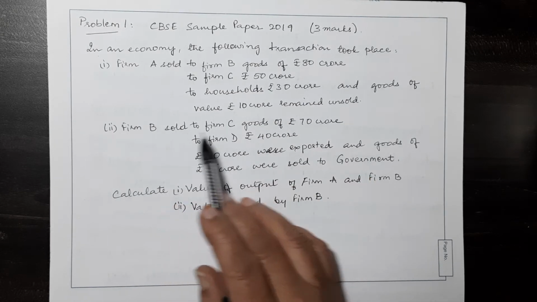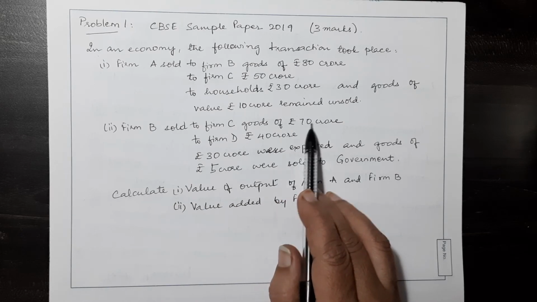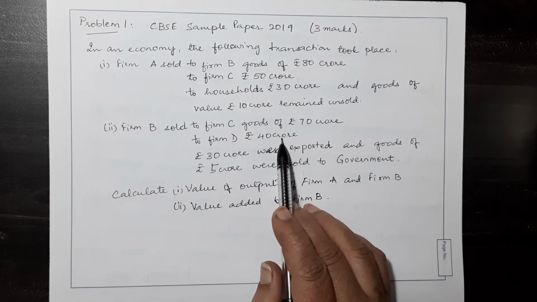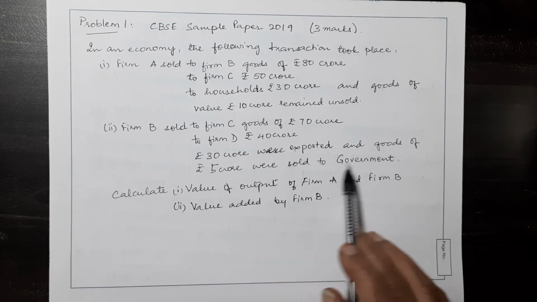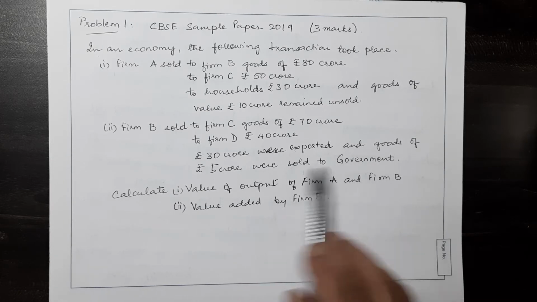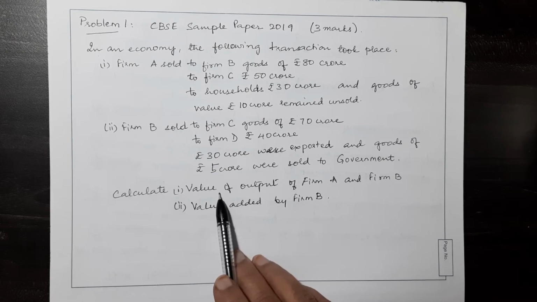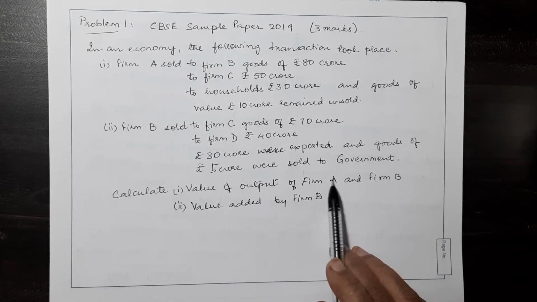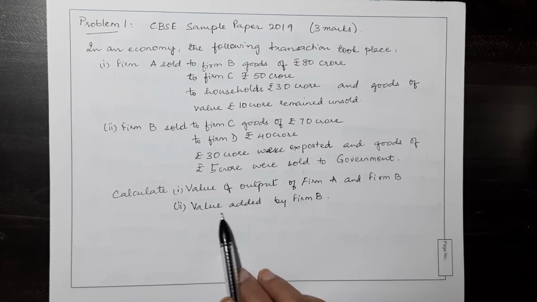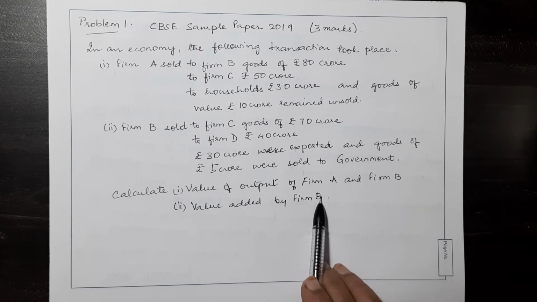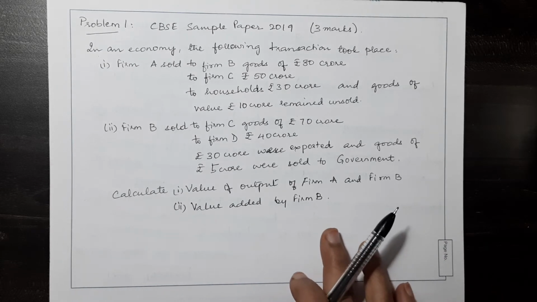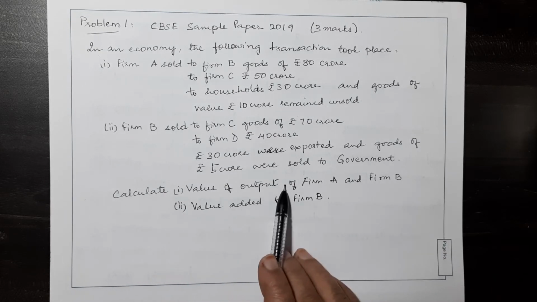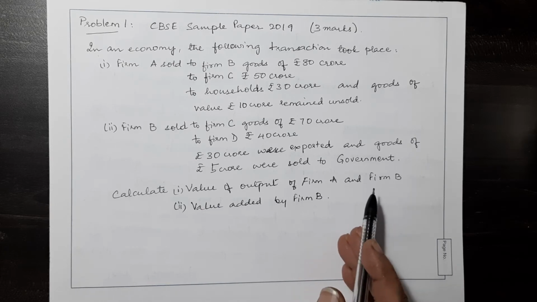Firm B sold to firm C goods of 70 crore, to firm D 40 crore, 30 crores were exported, and goods of 5 crore were sold to the government. Now what is being asked is to calculate the value of output of firm A and firm B and the value added by firm B. The question is too long, but it's very simple. What we should do is first look at the value of output of firm A. What is value of output?